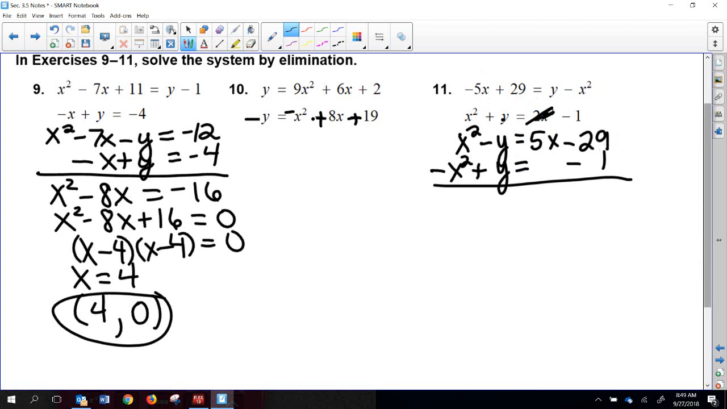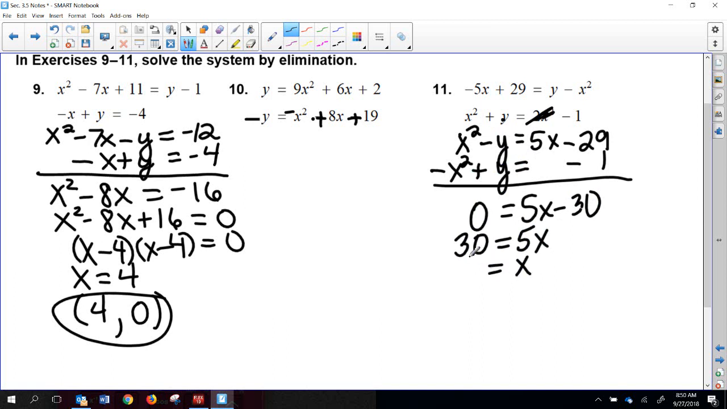See what I'm doing? So what's going to happen to this side then? What's everything going to just be? 0. So I'm going to have 0 equals 5x minus 30. And so therefore 5x equals 30. So x is just going to be 6.